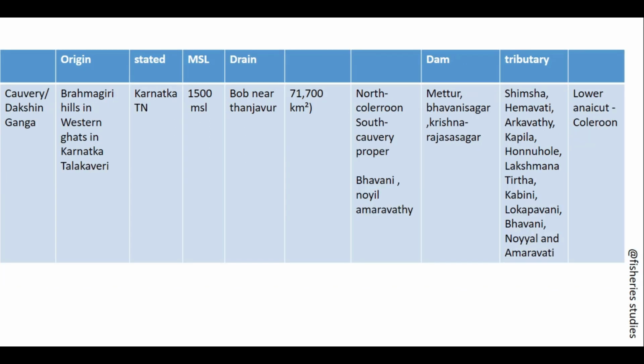Kaveri is called Dakshin Ganga. Godavari is also called Dakshin Ganga. Kaveri's origin is Brahmagiri Hills. Kaveri's northern part is called Kollidam, the southern part is called Kaveri proper. In the Kaveri River, Mettur Dam, Bhavani Sagar Dam, Krishnaraja Sagar Dam are present.